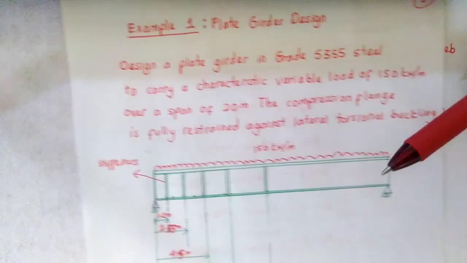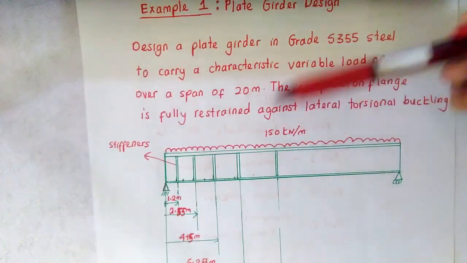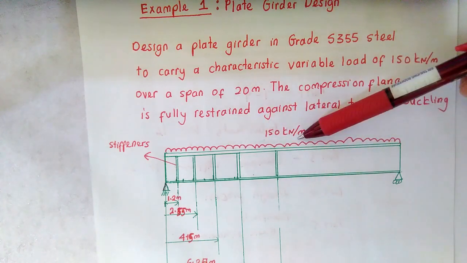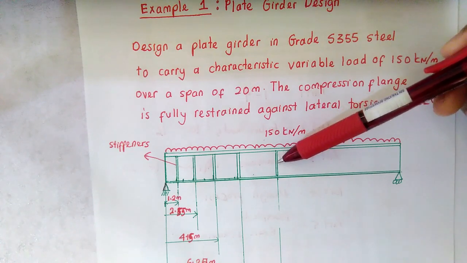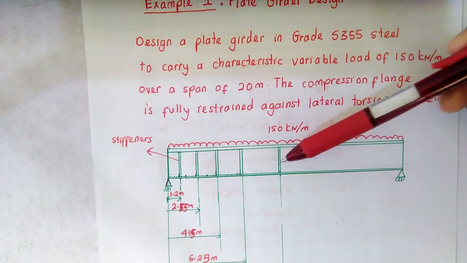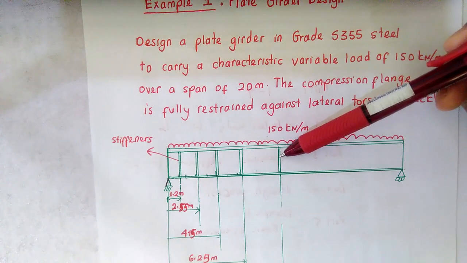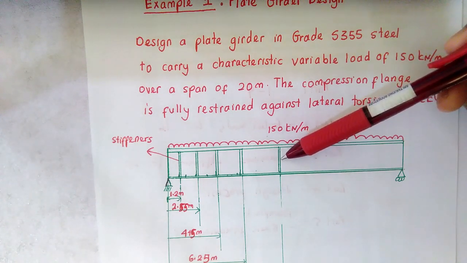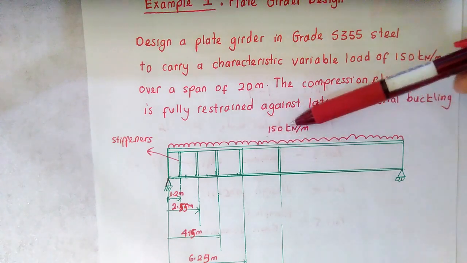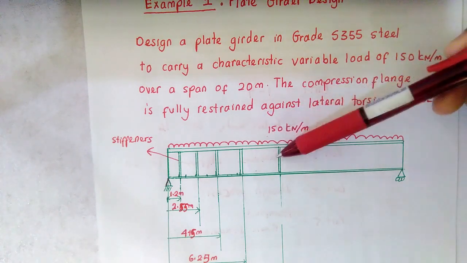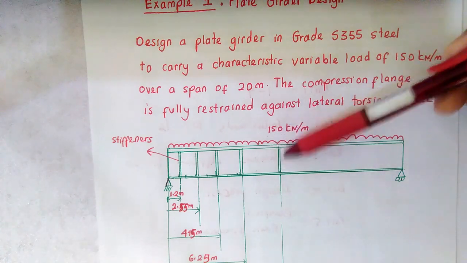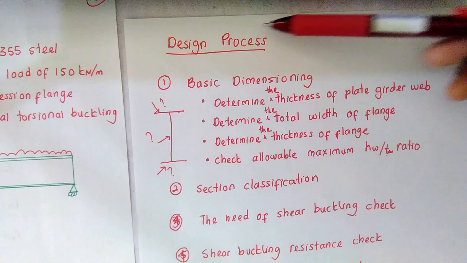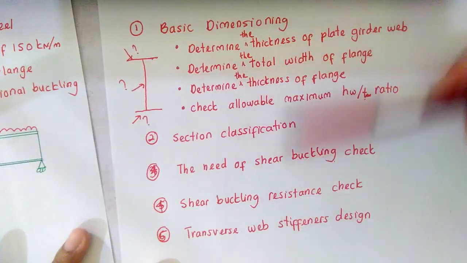As you can see in this plate girder, you are not given the section sizes, so you need to come up with the section size of your transverse stiffener itself. You have to make sure that the section sizes you propose for the transverse stiffener are able to carry the 150 kilonewton per meter, helping the plate girder to transfer the load vertically in terms of the shear force. All right, so here is what we call the design process for the plate girder.